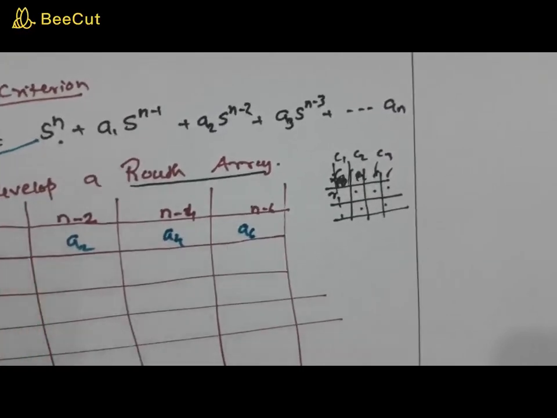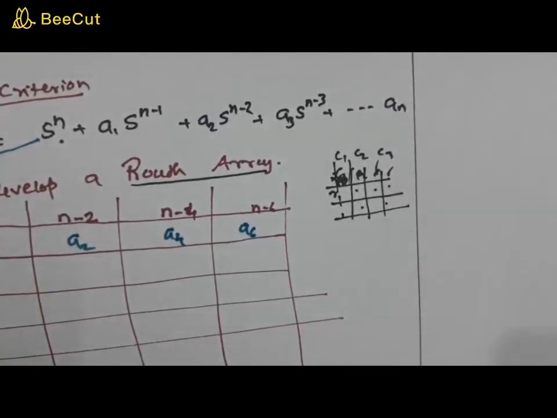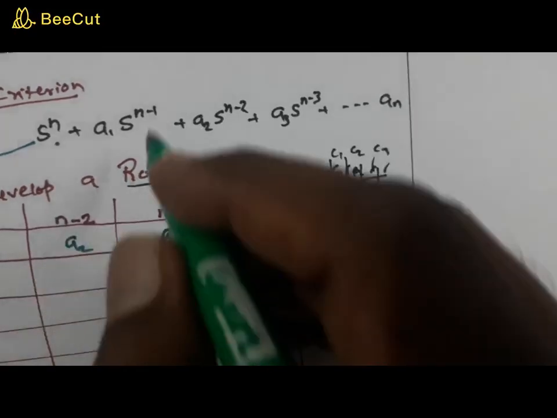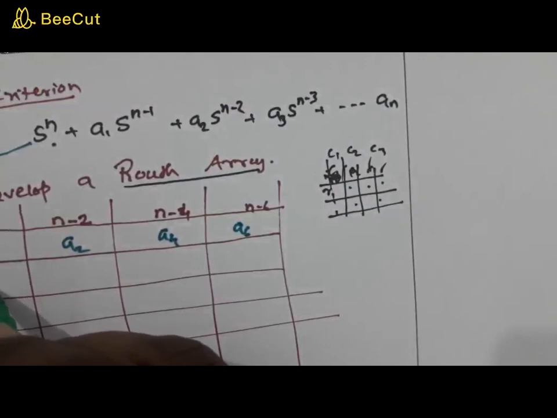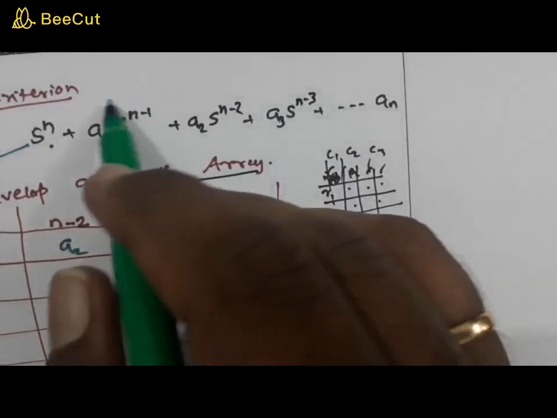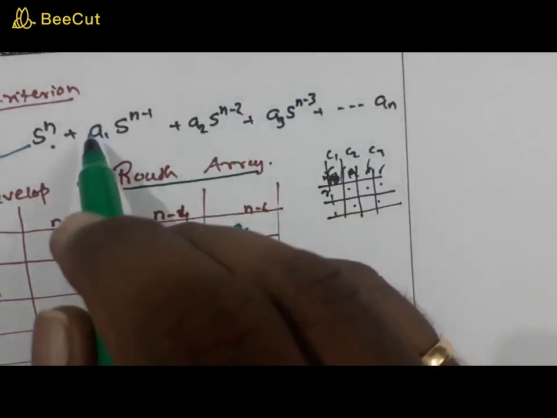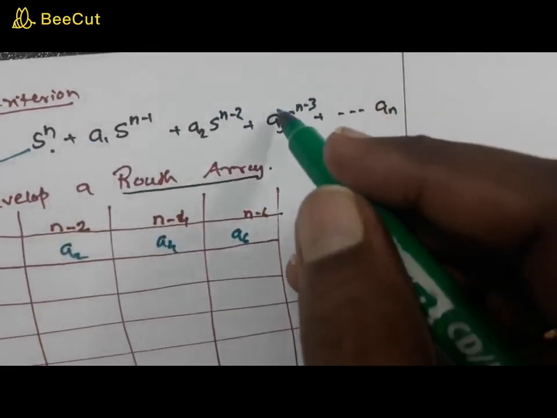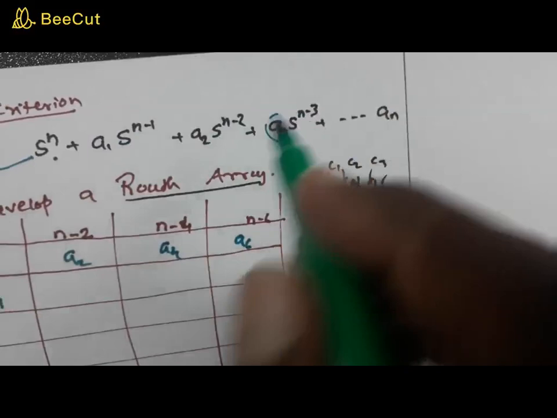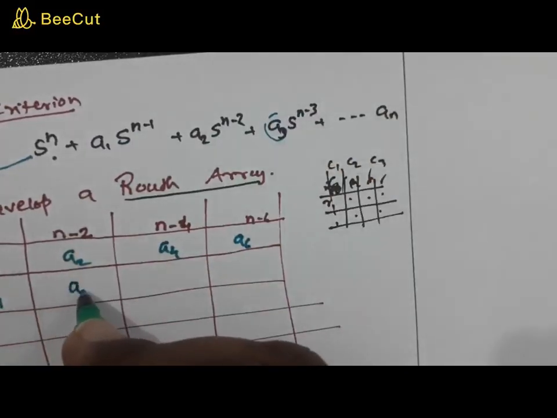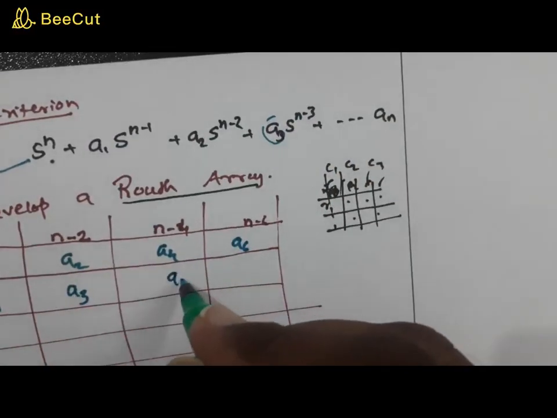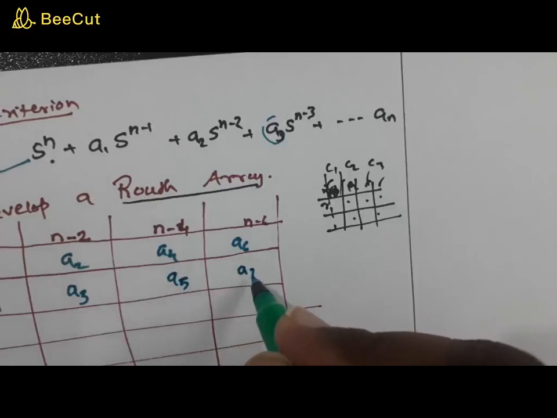What about the second row? Now your power is n minus 1. For s raised to n minus 1, the coefficient will be a1. Now if this is the first term of the row, the n minus 3 term will be a3, right? So you need to write it like this: a3, then a5, a7, and so on, right?